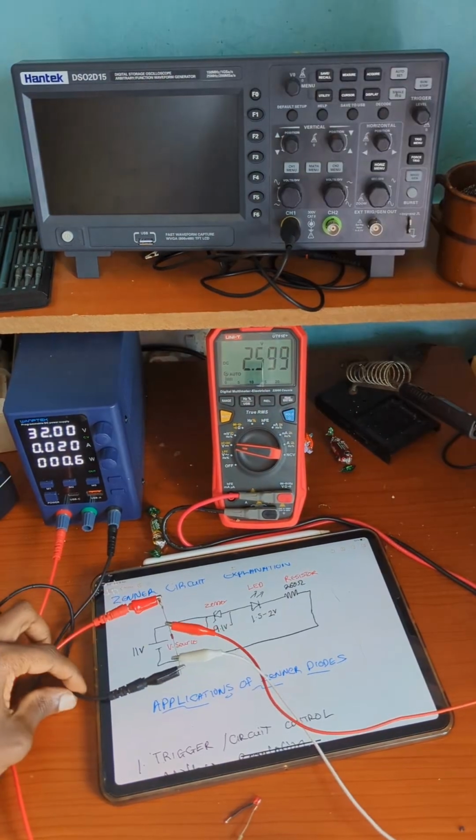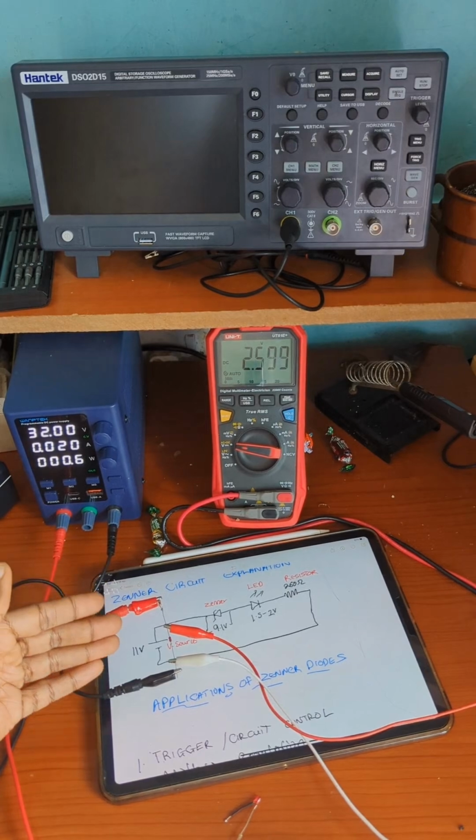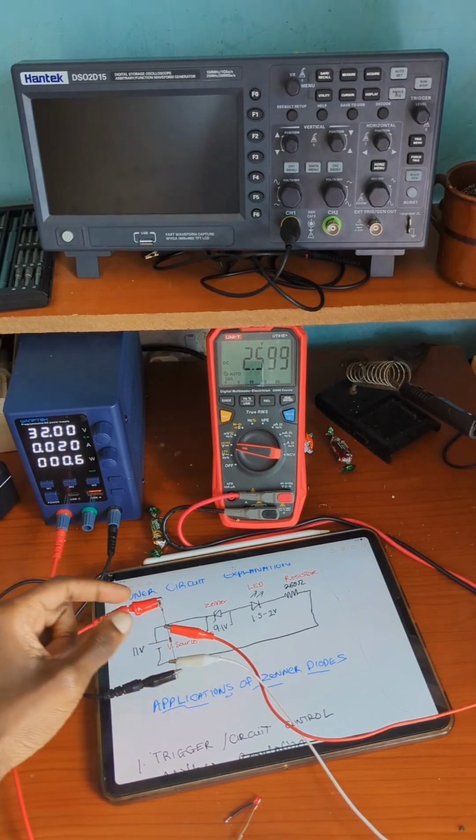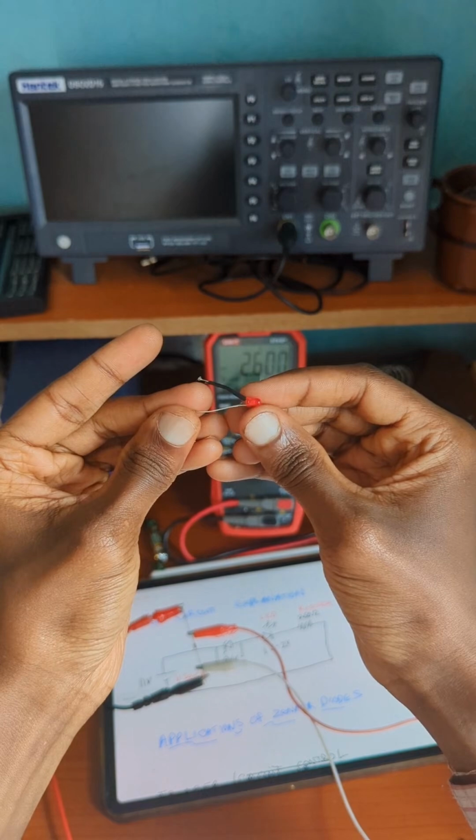You can use this sort of voltage regulation to power appropriate components by placing them in parallel with the Zener diode. Say, take a 2.5 volts LED.